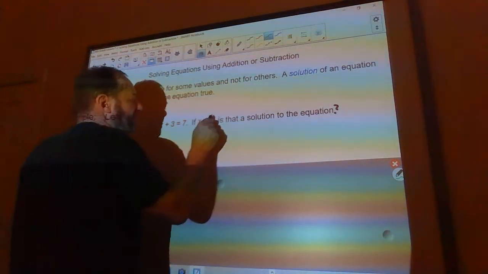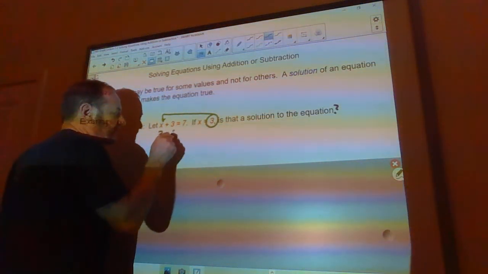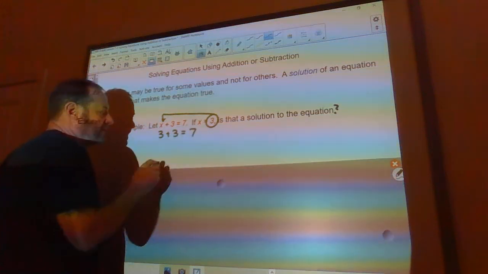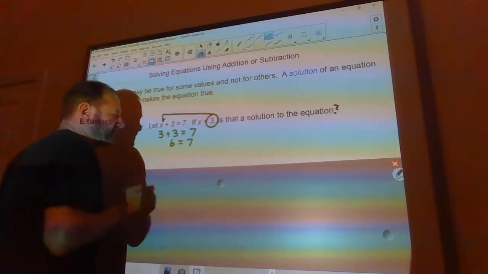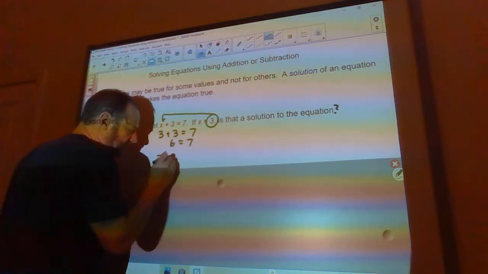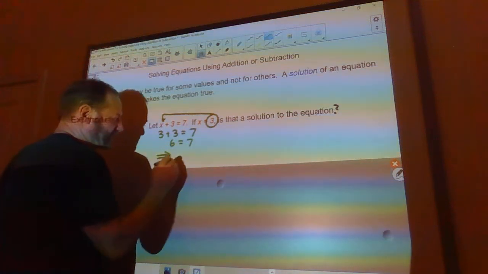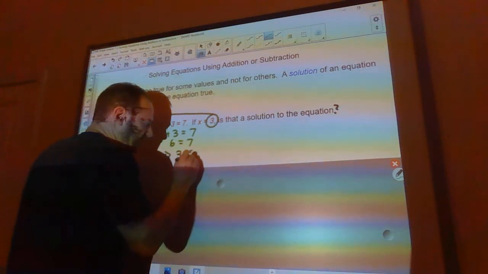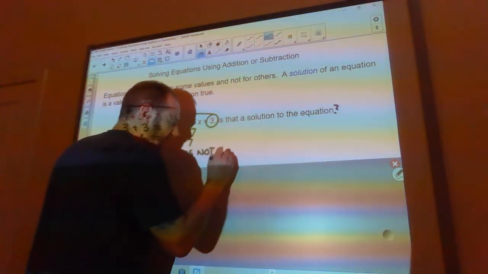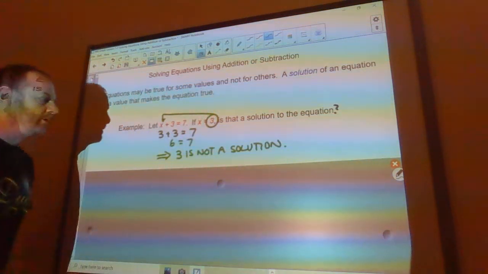So here's what I do: I take the 3 and I substitute it in here and I get 3 plus 3 equals 7. And that means that 6 is equal to 7. And we know that's not true, so we write this little arrow like this. That means implies. So this implies 3 is not a solution. And you're done.